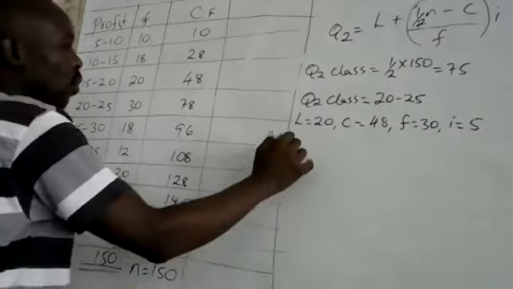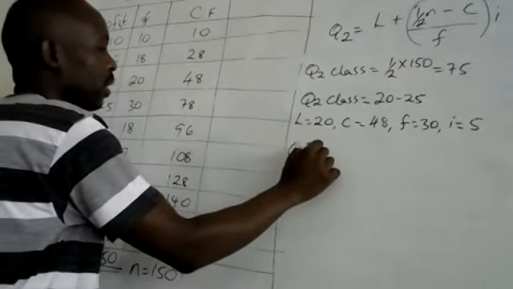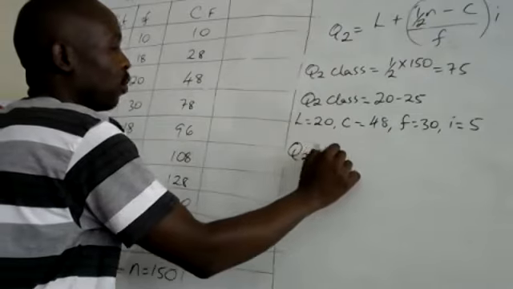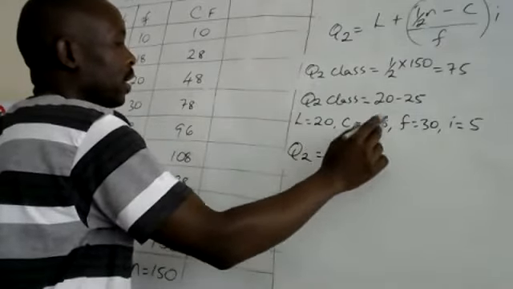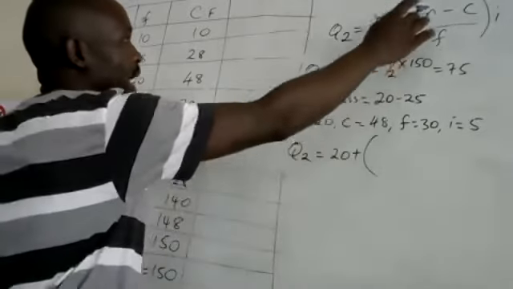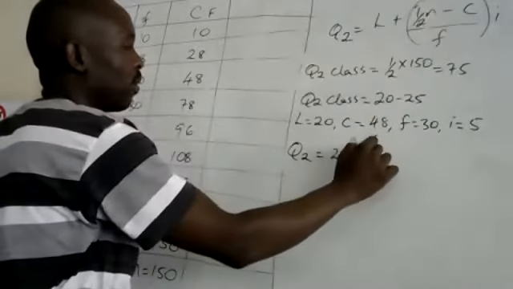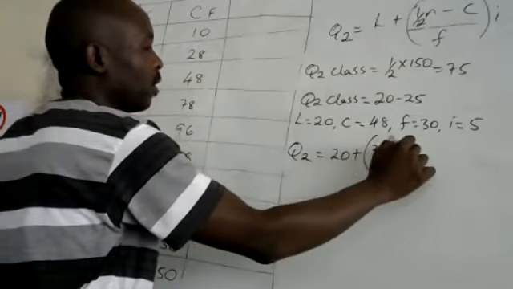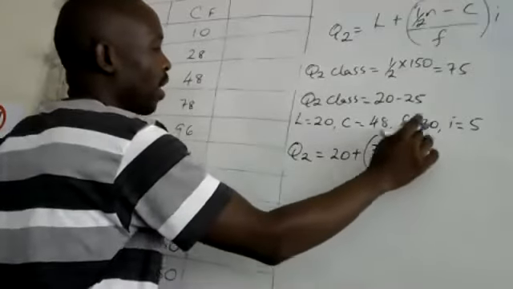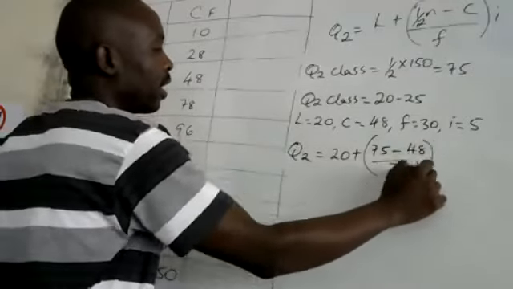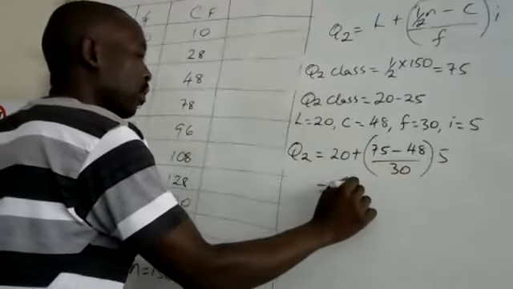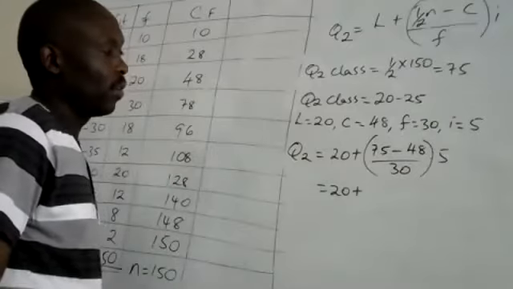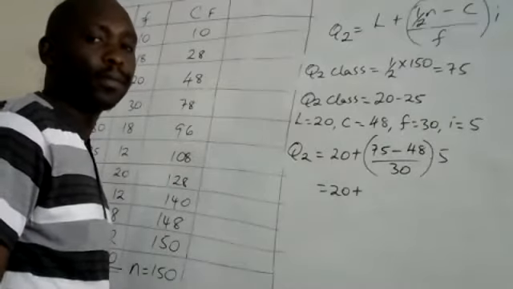So our median is going to be equal to L, which is 20, plus, in brackets, 1 over 2n or n over 2, which is 75, minus C, which is 48, over F, which is 30, times 5. So this one will be equal to 20 plus 75 minus 48.